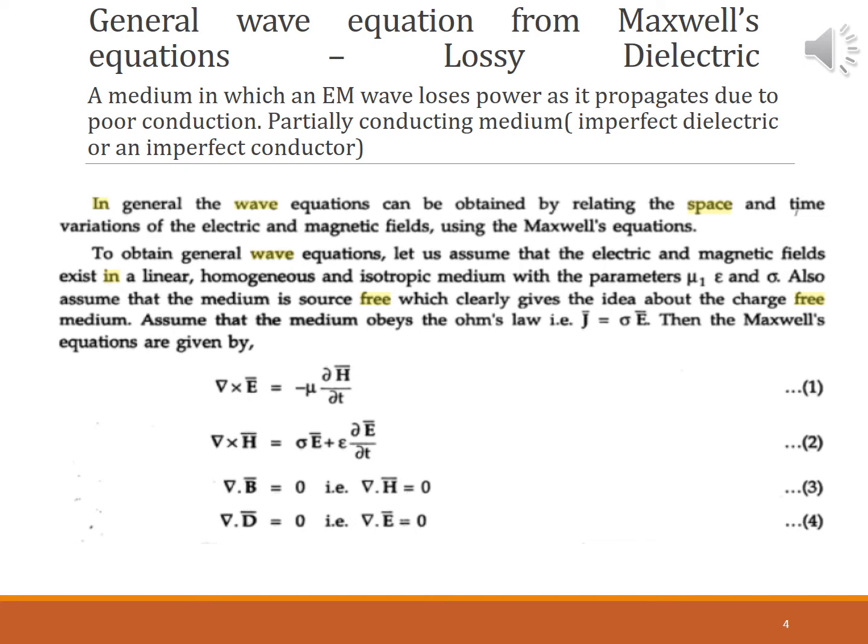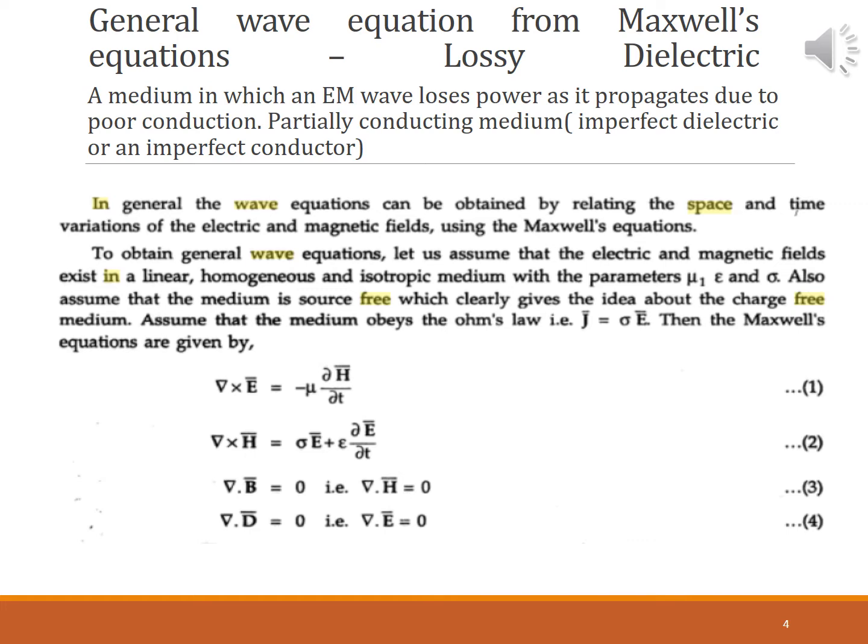So how are Maxwell's equations given? These are the four Maxwell's equations. You should not have any confusion about equation 1 and equation 2, as I've been repeatedly talking about this. Del cross E is minus mu dou H by dou t. Similarly, del cross H is equal to J plus dou D by dou t. That is how you get equation 2, where J obeys Ohm's law, is the conduction current density, and is equal to sigma E.